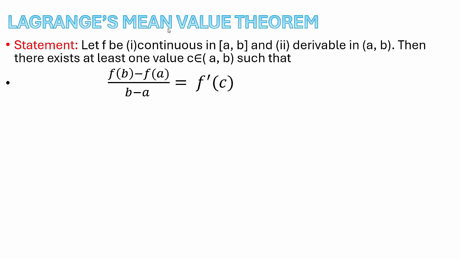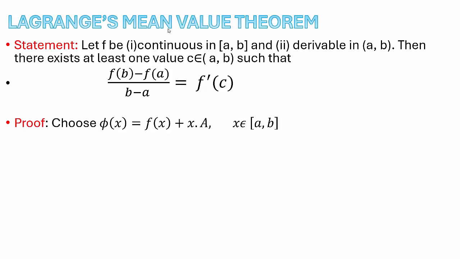See again. Let f be a continuous function in closed interval [a, b] and it is derivable in open interval (a, b). Then there exists at least one point c in (a, b) such that (f(b) minus f(a)) divided by (b minus a) equal to f dash c. We shall prove this theorem.